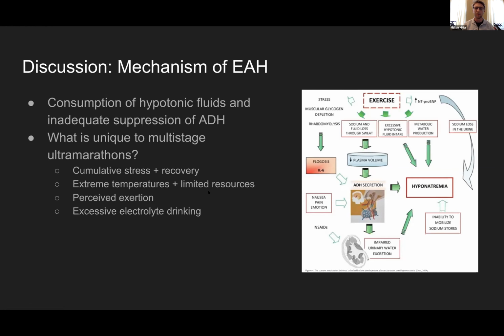Then we also have some psychosocial factors playing into this. Dehydration leads to an increased perceived exertion. If you think your mouth is dry, you think you're working a little bit harder, so you might drink water to prevent this. And then also many athletes are under the impression that drinking your electrolytes or goos can prevent EAH, but actually studies have shown that that's not as beneficial as we think, or not likely to occur.